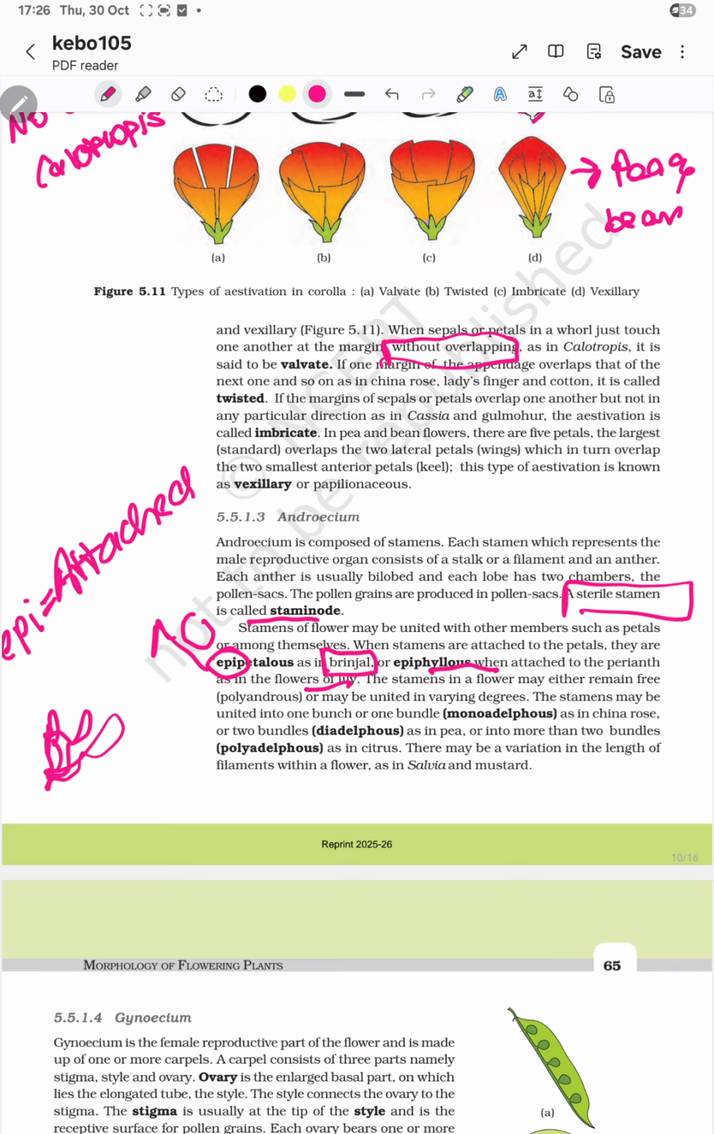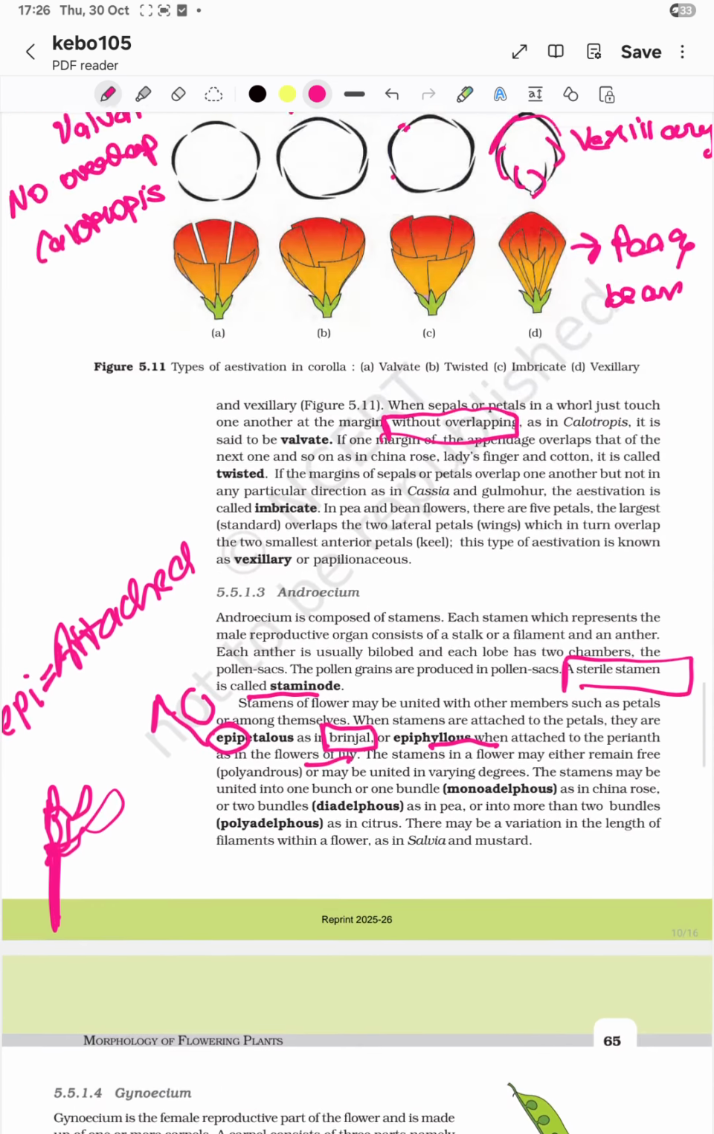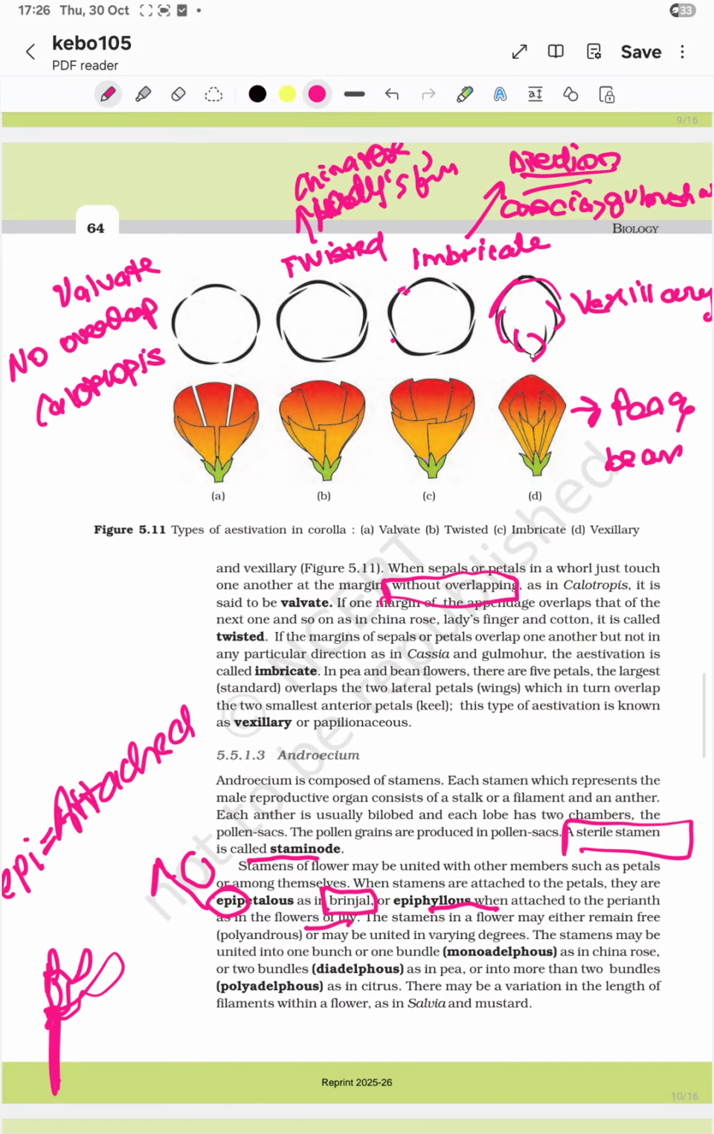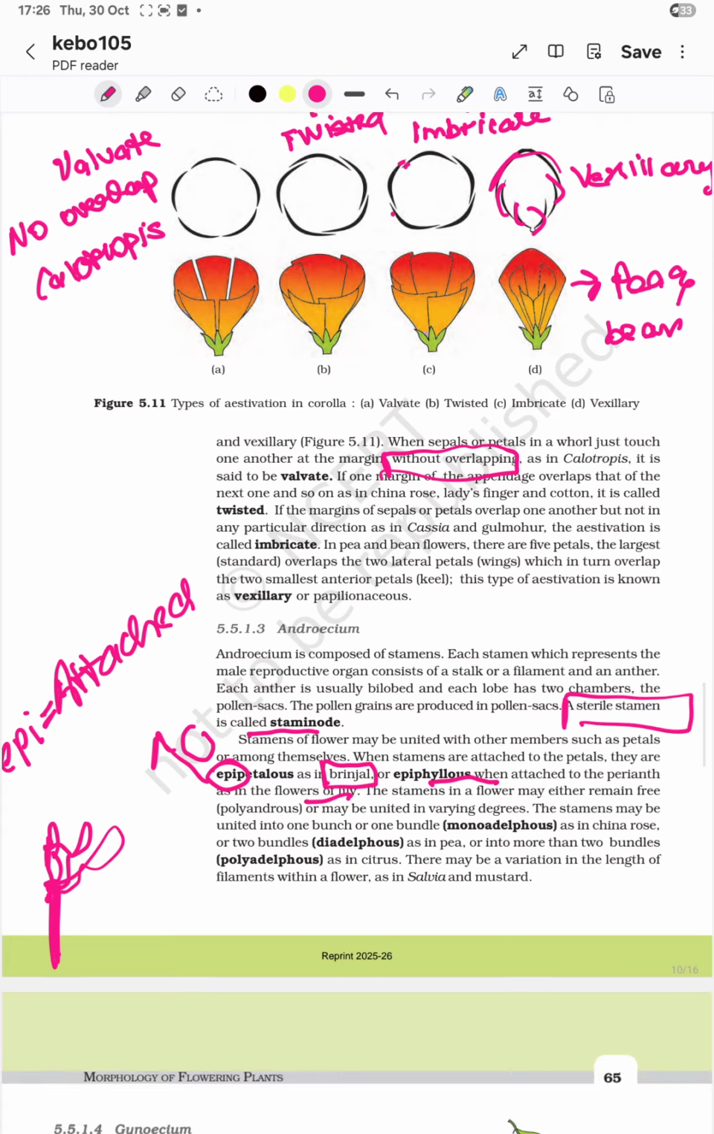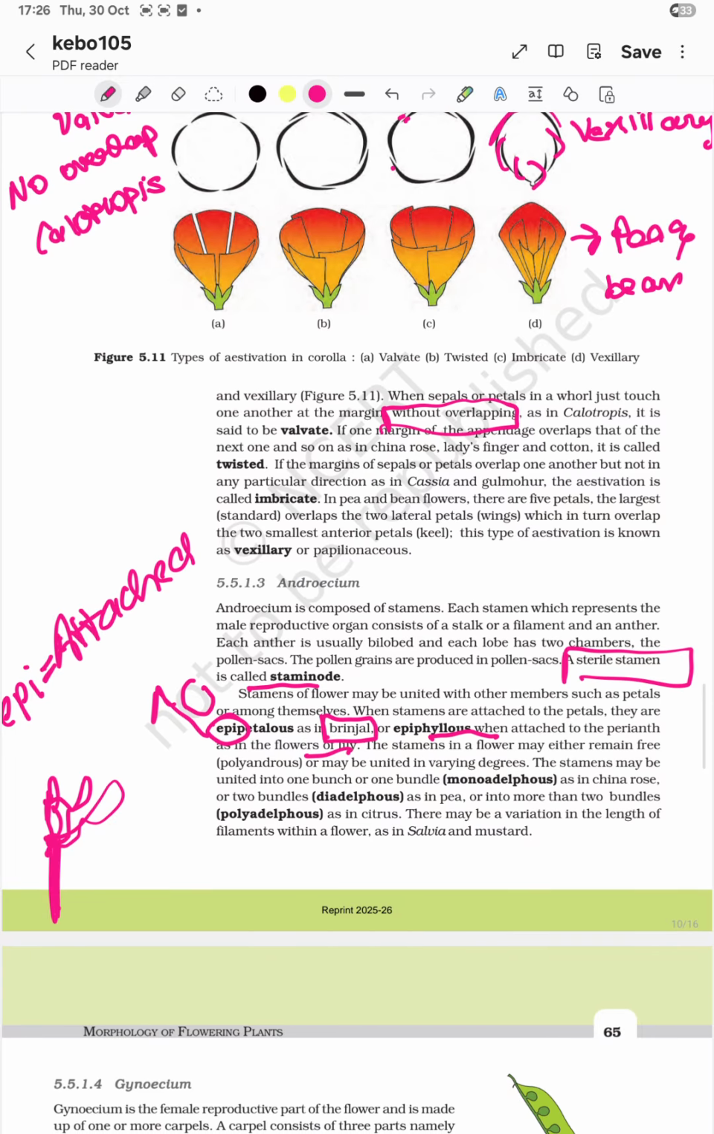Perianth means calyx and corolla are fused. There is no distinction between sepals and petals. Now we have something called monodelphous, diadelphous. Monodelphous means stamens are all in one bundle. Diadelphous means stamens are in two bundles. Polyadelphous means many bundles. Monodelphous can be China rose or hibiscus. Diadelphous is pea. Polyadelphous is citrus.